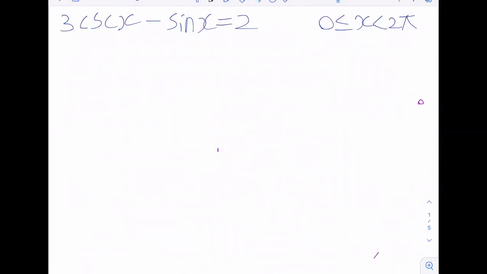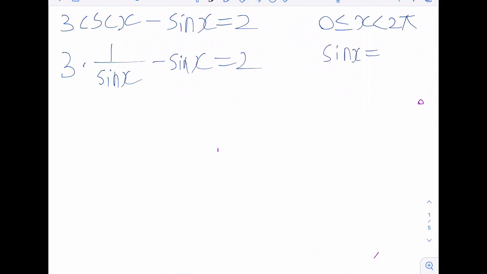Alright guys, here's our second problem. We have 3 cosecant of x minus sine of x is equal to 2, and our initial restriction is right here. So let's start off by switching the cosecant x into 1 over sine of x. So 3 times 1 over sine of x minus sine of x will equal 2. Now, sine of x is below the fraction sign, so we have to create a new restriction saying that sine of x cannot equal 0.